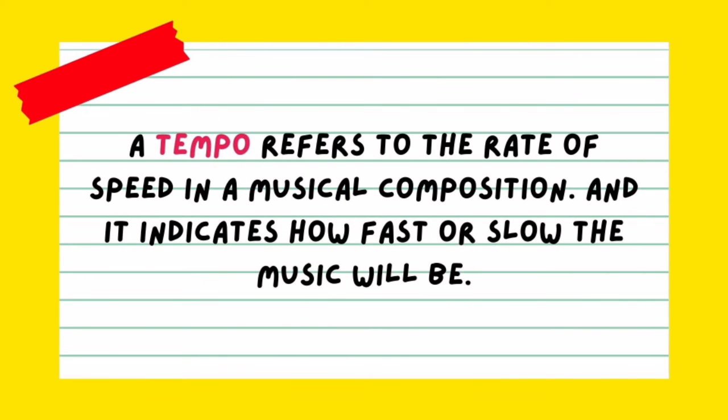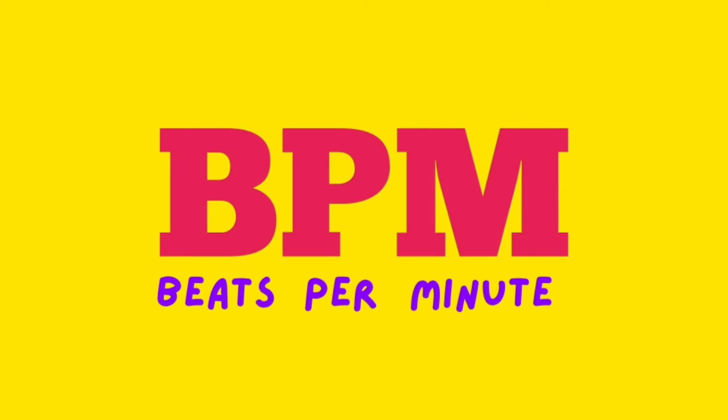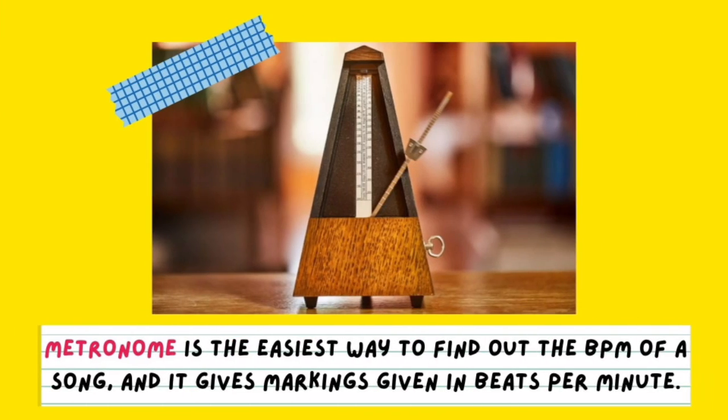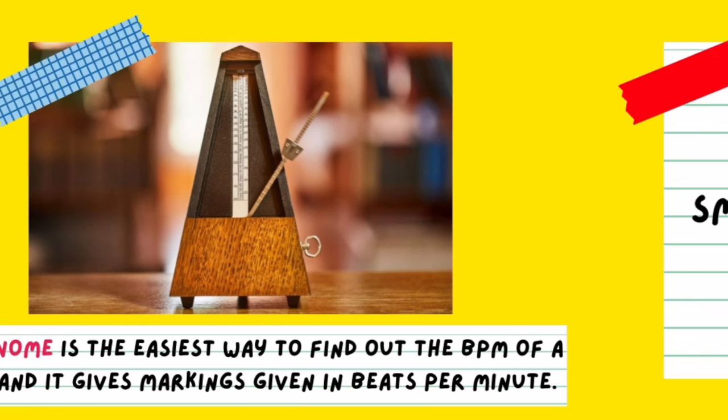Well, a tempo refers to the rate of speed in a musical composition, and it indicates how fast or slow the music will be. And it uses the acronym BPM, which stands for beats per minute in a piece of music. But what device can we use for us to know the BPM in a song? Metronome is the easiest way to find out the BPM of a song, and it gives markings given in beats per minute.